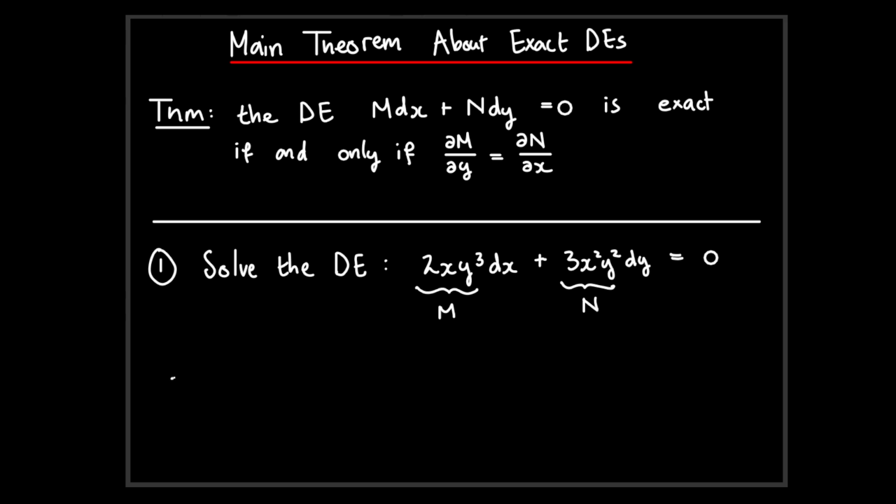Let's check, can we use our theorem to see that this is an exact equation? If I take the partial derivative of M with respect to y, I'm treating x as a constant, differentiating with respect to y. So the 3 comes down, multiplies by the 2, and I get 6xy squared. And if I take the partial derivative of N with respect to x, I differentiate the x, keeping y as a constant. Then the 2 comes down, multiplies by the 3, and I get 6xy squared. Because these are equal, we can say the equation is exact.